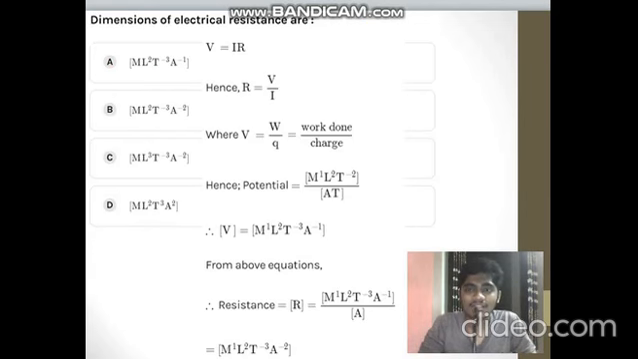Okay, now the next question is dimensions of electrical resistance. So we know Ohm's law, V = IR. So from this we can write R = V/I. V's formula separately has been written here, W by Q, that is work done by charge. The work's dimension is ML^2T^-2, equal to energy's dimensions. So charge is AT, because Q = IT.